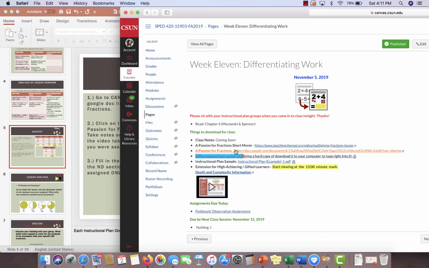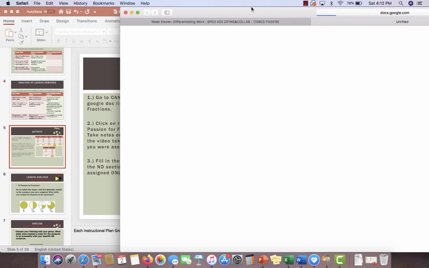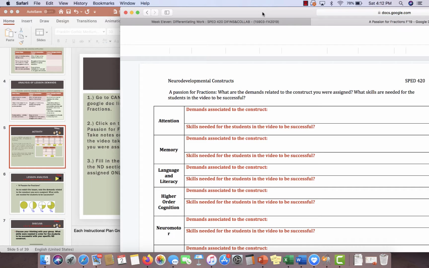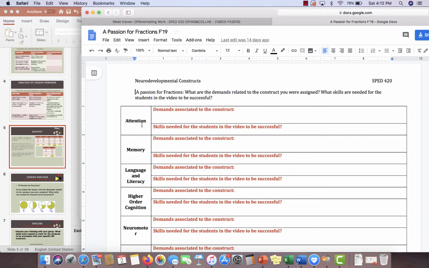And you will notice two things. Here's the Google Doc, A Passion for Fractions. It's in orange. And right above it is A Passion for Fractions, the short movie. So you're going to first open the Google Doc, okay? And you will notice that the different neurodevelopmental constructs have been labeled: attention, memory, language, and so forth.